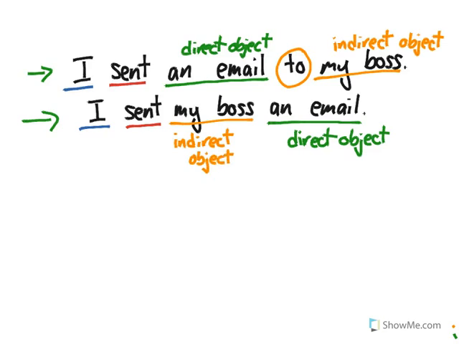So we have two different ways to make the same sentence. But do you see something that's missing? Something in the first sentence that's not in the second sentence? That's right, the preposition to. We don't need it. If we put the indirect object right after the verb, we don't need that preposition anymore. Okay? So let's do a little bit of practice.